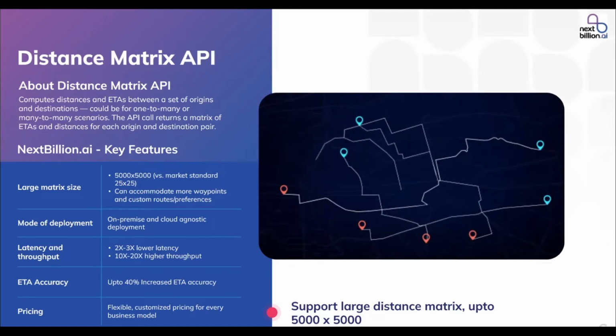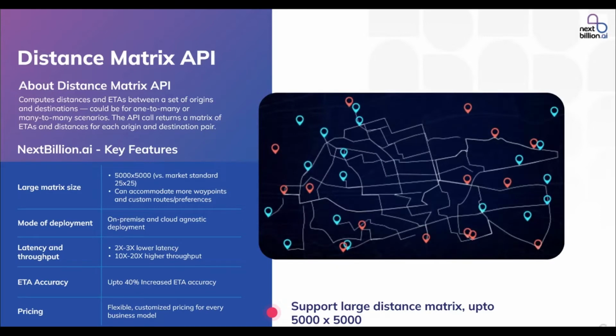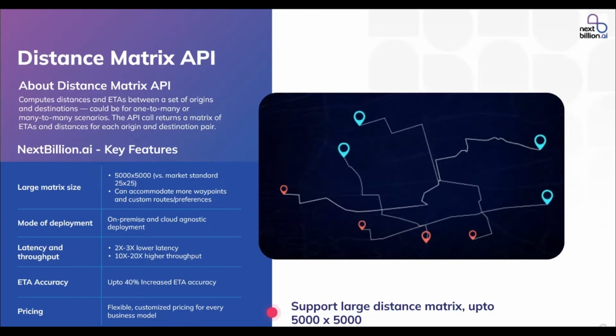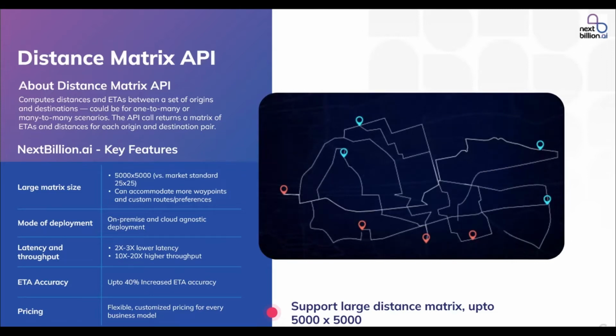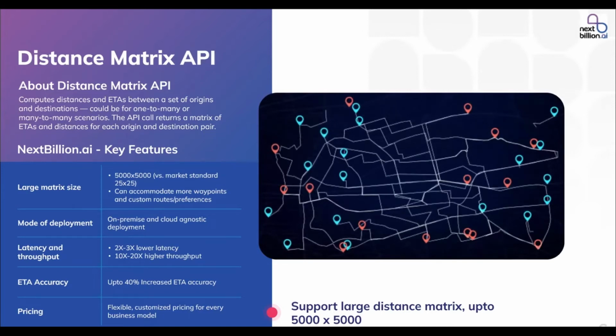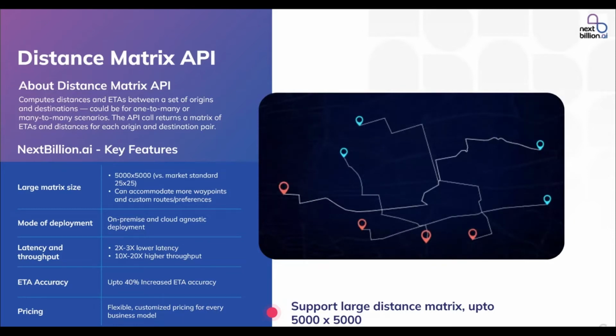So taken together, this leads to at least 2 to 3 times lower latency and 10 to 20 times higher throughput compared to our competitors, and up to 40% increase in ETA accuracies. We also provide flexible pricing, and we customize to your business model, giving you cost efficiencies on top of superior performance. Our APIs are customizable by using advanced machine learning algorithms to process both proprietary and third-party use case specific data in conjunction with live traffic information.